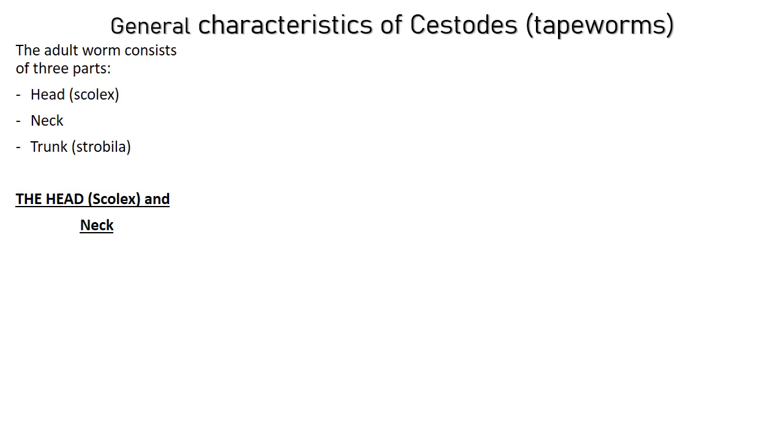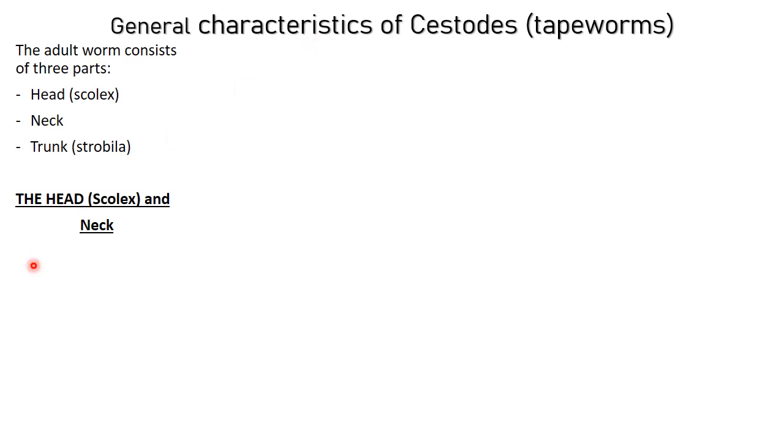Okay, so now let's kick it up by talking about the general characteristics of cestodes. An adult worm consists of three parts, which are the head or the scolex, the neck, and the trunk or the strobila. It is important to know the general characteristics of cestodes because it will be easy for you when we start talking about the individual species, because it is these same general characteristics that you'll be referring to, with just certain minor exceptions. So I would urge you to know this by heart.